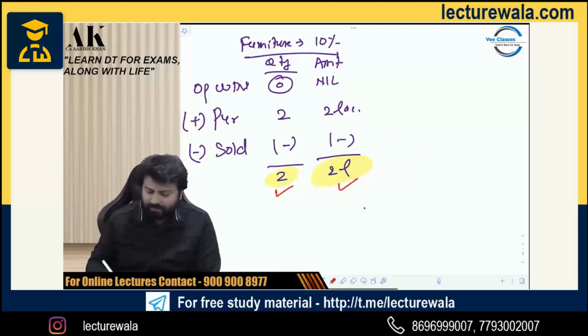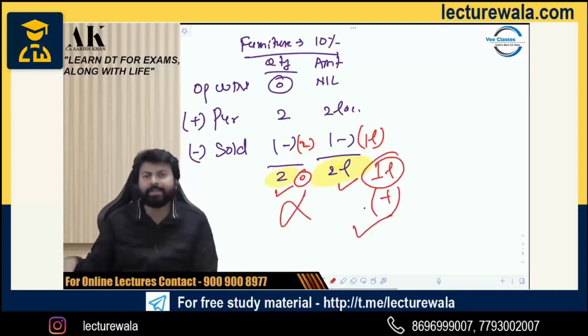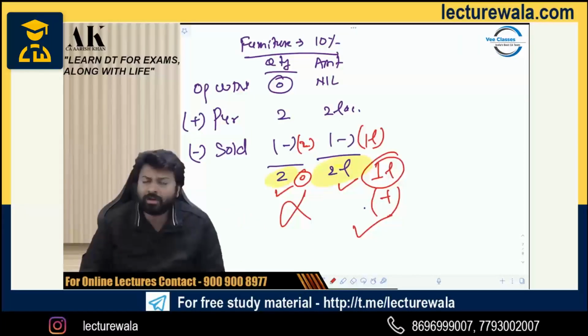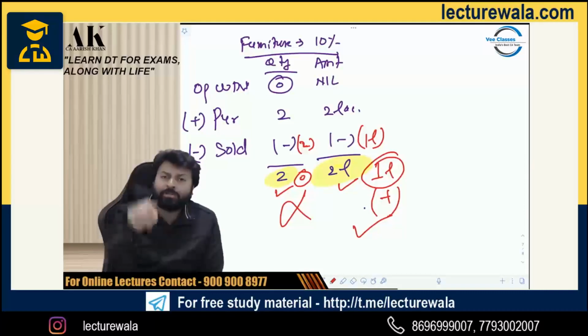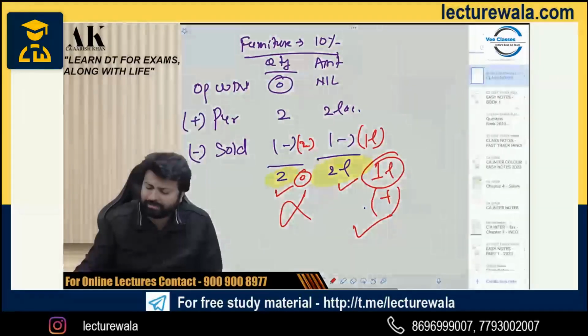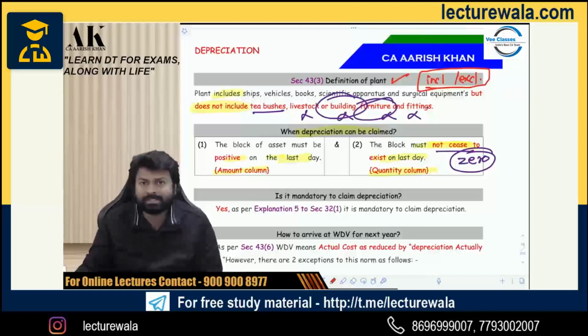Second, suppose I sell both the assets for 1 lakh rupees, then the quantity will become 0. So now the amount is positive, this box is ticked, but this box is not getting ticked. This is becoming 0. Again, you cannot claim depreciation under the income tax law, because to claim depreciation, your block has to be positive. It means the amount column has to be positive and the quantity column cannot become 0. If it becomes 0, you will not get depreciation. I hope it is clear to all of you.